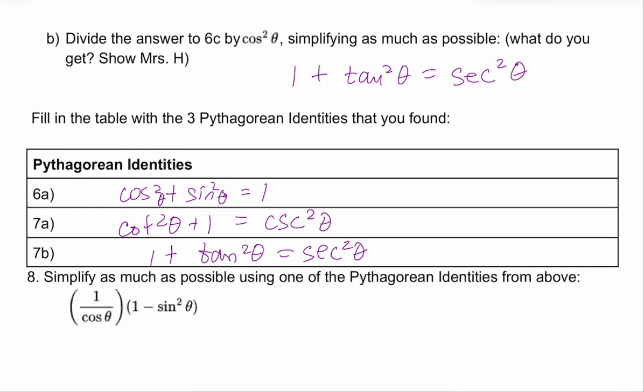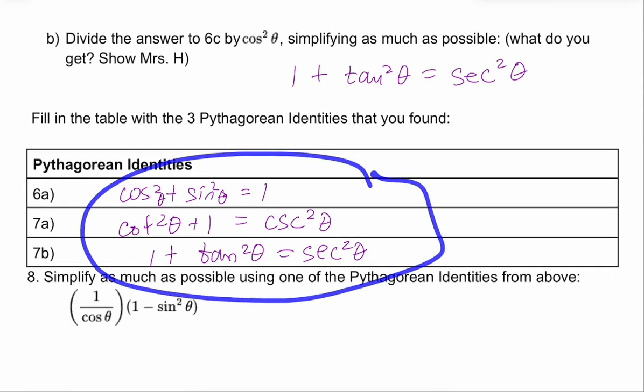So the table is what you see here. Cosine squared plus sine squared equals 1. Cotangent squared plus 1 equals cosecant squared. 1 plus tangent squared equals secant squared.